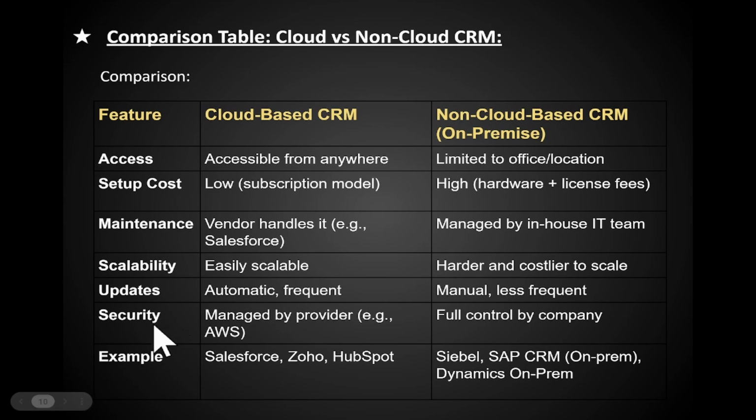Updates: automatic update. Whatever updates come, it automatically updates your system. But in the on-premises model, you have to do it manually.